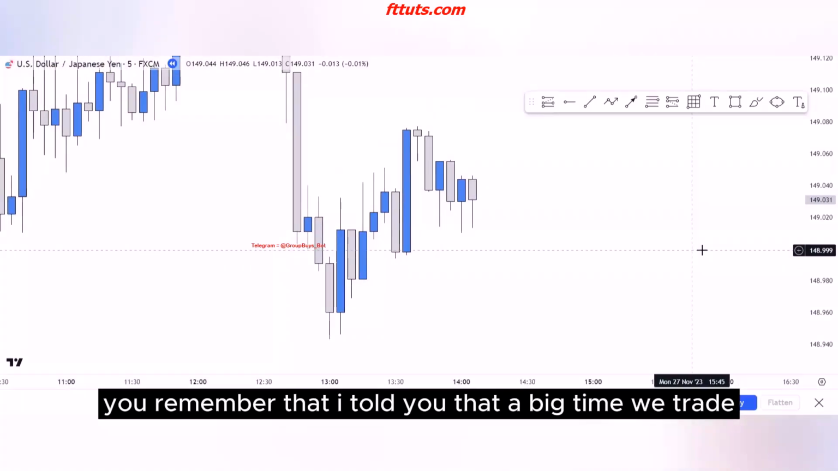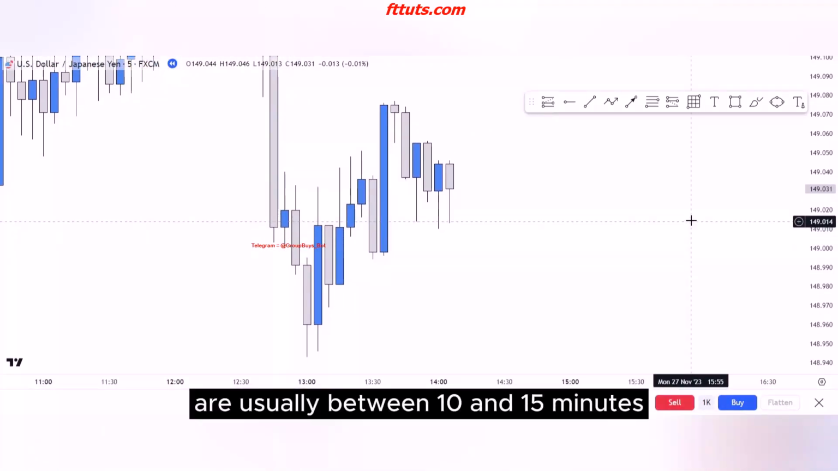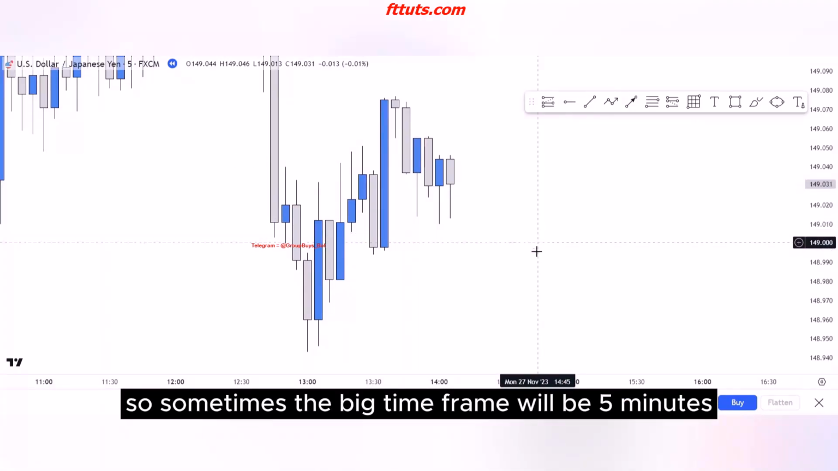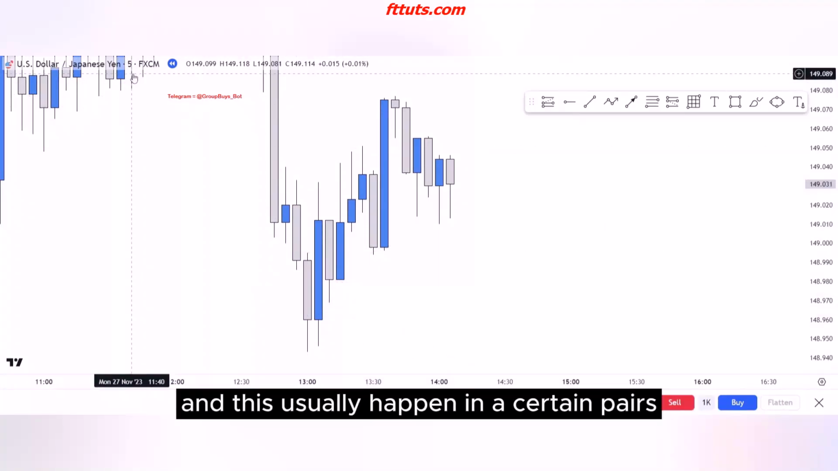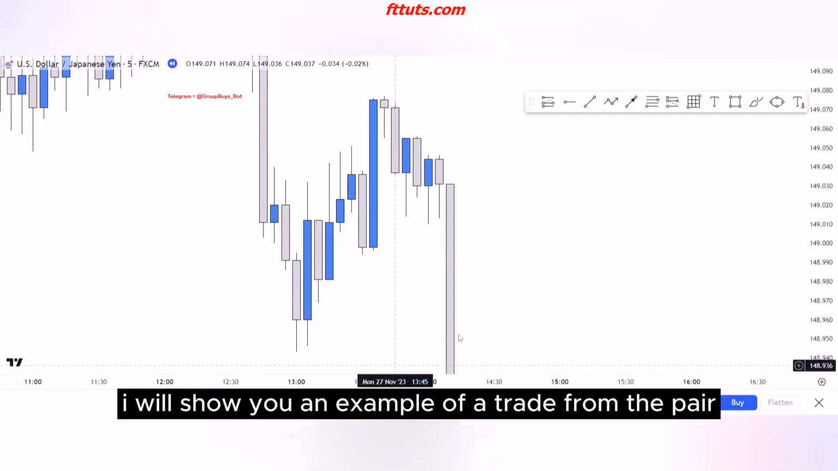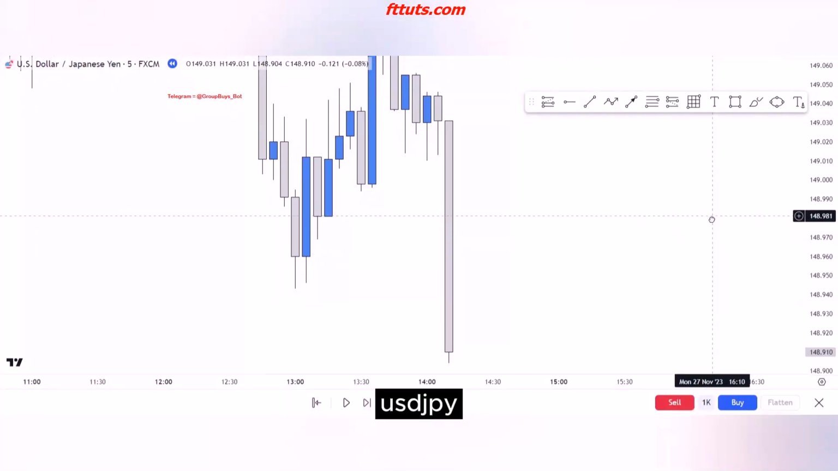You remember that I told you that the big time frames we trade are usually between 10 and 15 minutes? So sometimes the big time frame will be 5 minutes. And this usually happens in a certain pair. I will show you an example of a trade from the pair USD-JPY.